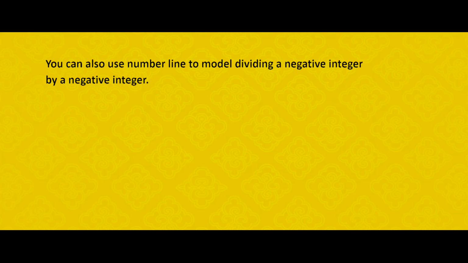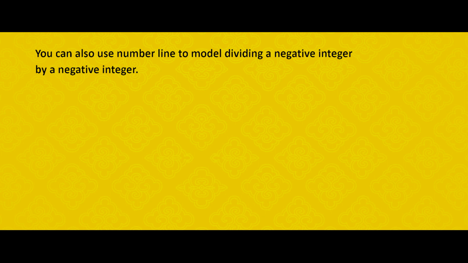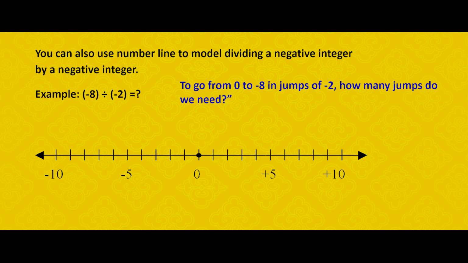You can also use a number line to model dividing a negative integer by a negative integer. Example, negative 8 divided by negative 2. We are using a number line here. You can clearly see the 0 is in the middle. At the right side of the 0, that is positive, and at the left side of the 0, that is negative. On the number line, first mark where negative 2 is. We mark negative 2. You have to start jumping from 0 to the left side.